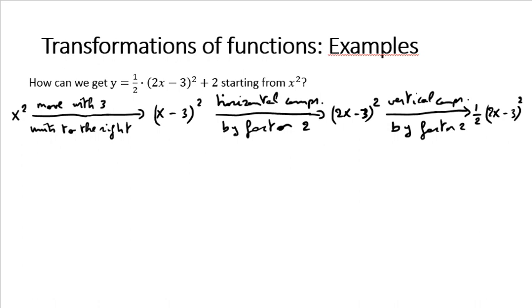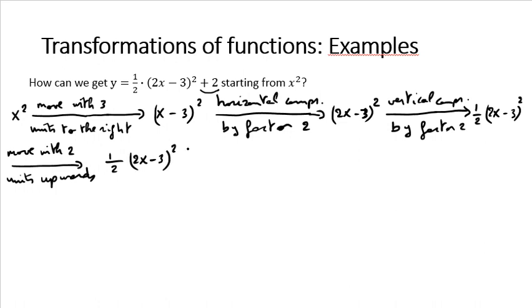And then the last part, we have to get this plus 2 there. That is just a vertical translation upwards by 2 units. So move with 2 units upwards. And now we get this function there: 1 over 2 times (2x minus 3) to the power of 2, plus 2.